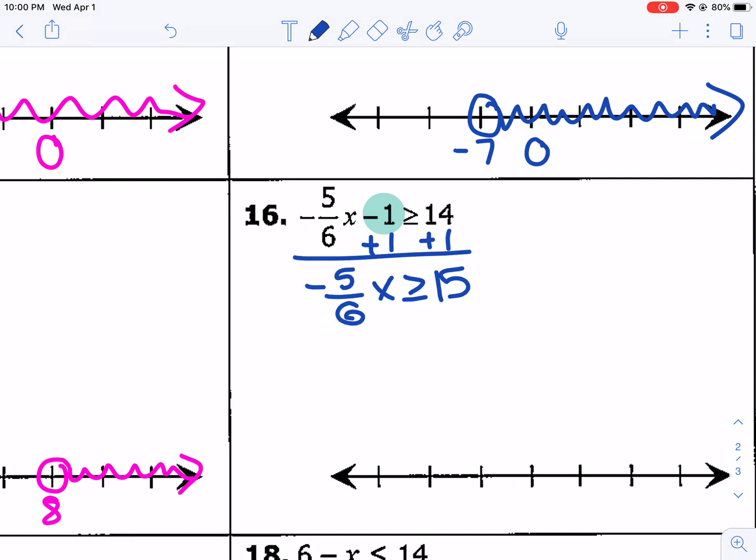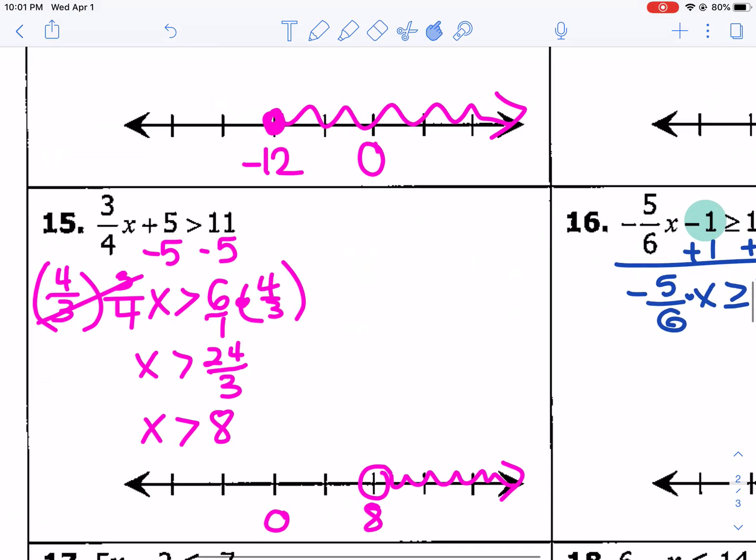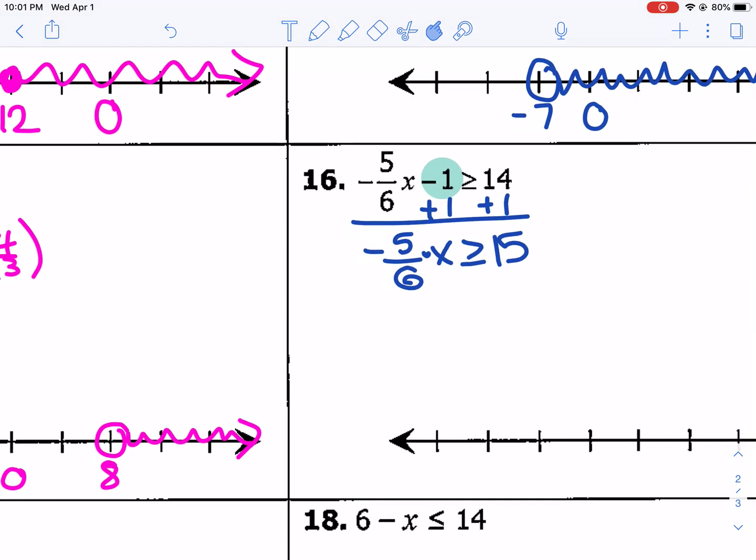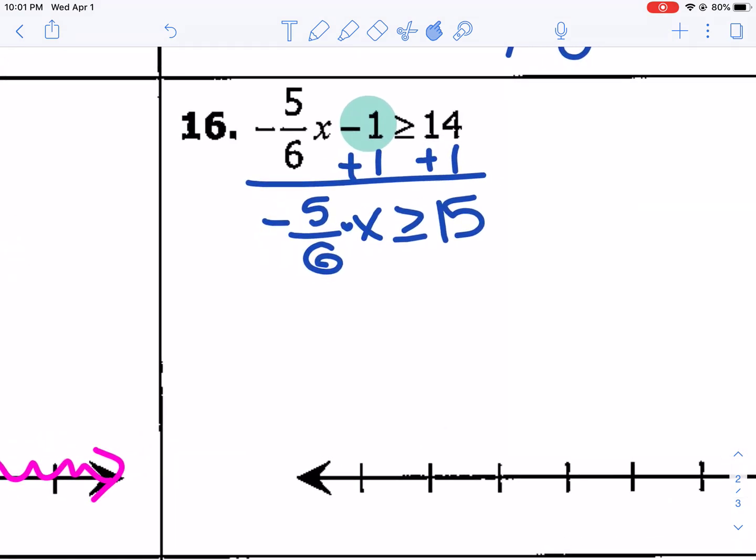Now here, it says negative 5/6 times x. We could do two things. We could multiply by the reciprocal, right? When you divide a fraction, keep, switch, flip. In other words, multiply by the reciprocal. So you could do this and get the answer because these would cancel completely. Or feel free to break it up into 2 steps. I'll show you that way. I multiplied by the reciprocal over here, but I'll break it up into 2 steps with this problem with 16.